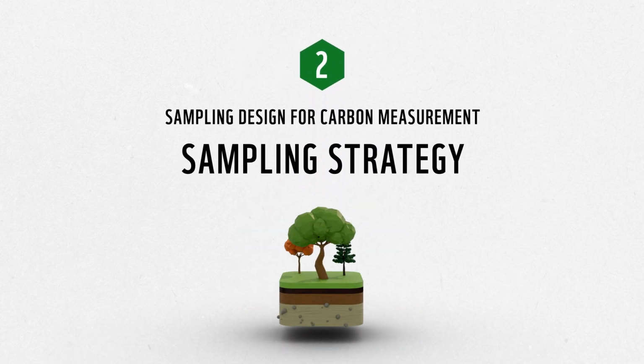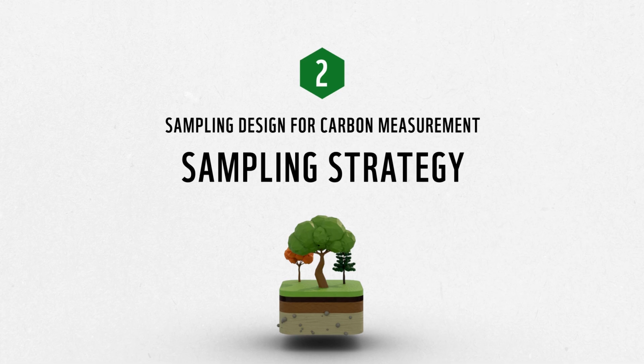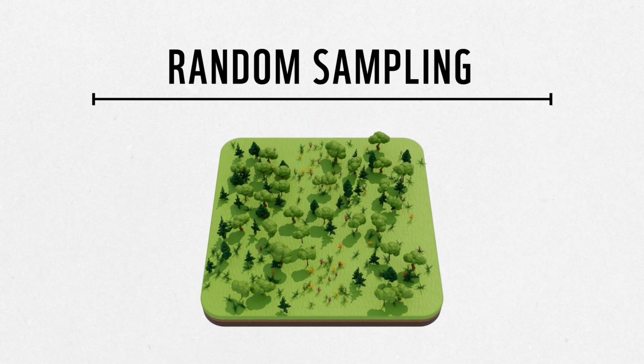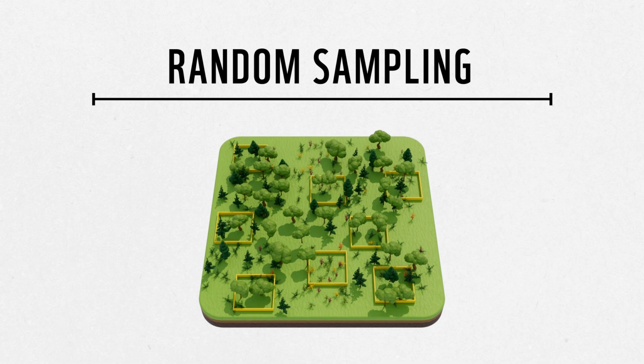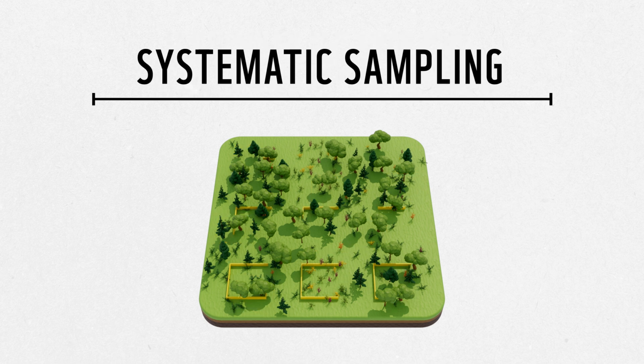A sampling strategy is how you decide where to place your sites and plots. There are 4 common strategies. With random sampling, plots are selected randomly throughout the study area. This is best when the area is fairly uniform or you don't have much information about it. Systematic sampling is where plots are spaced out in regular intervals, often using a grid. This works well for small, uniform study areas.